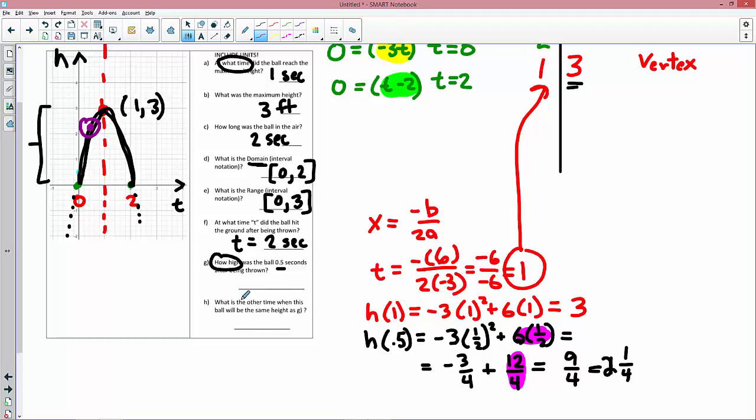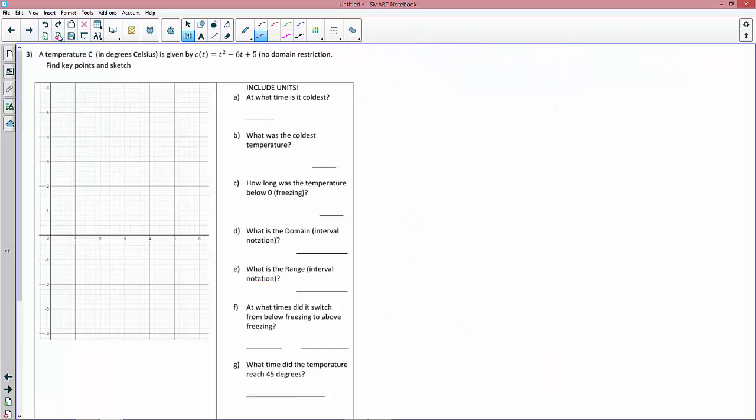So what is the height? It's 2 1/4 feet. And finally, what is the other time when this ball is at the same height as before, right? So in other words, when the ball is 2 1/4 feet. Well, that's 0.5 away from the red line, right? Which happens right about there. So it's from 1/2 to 1.5, right? So at 1.5 seconds.